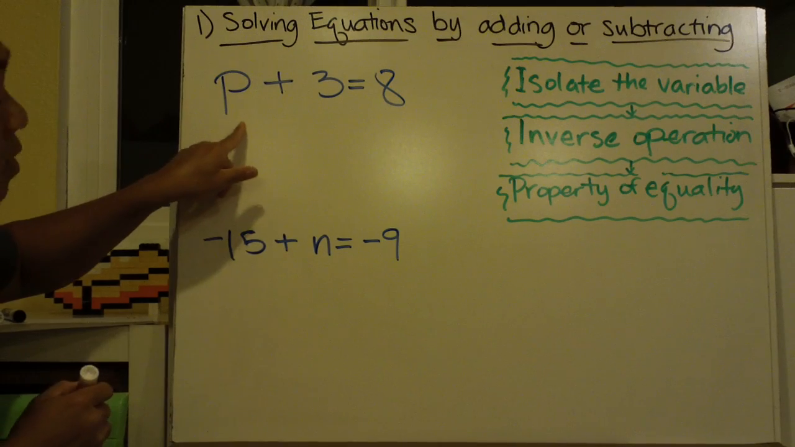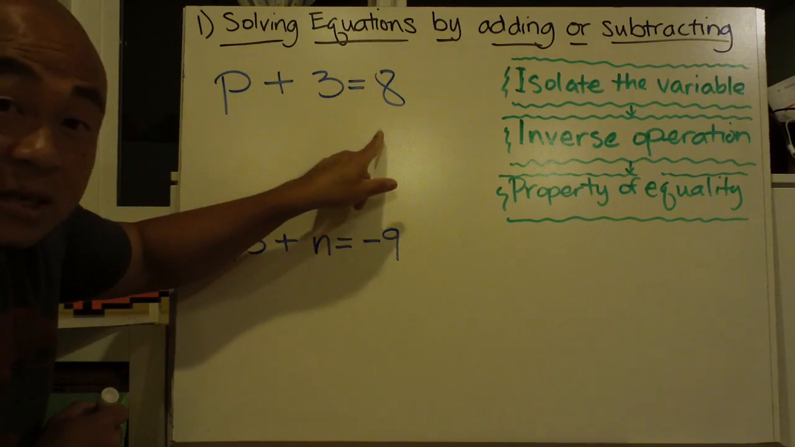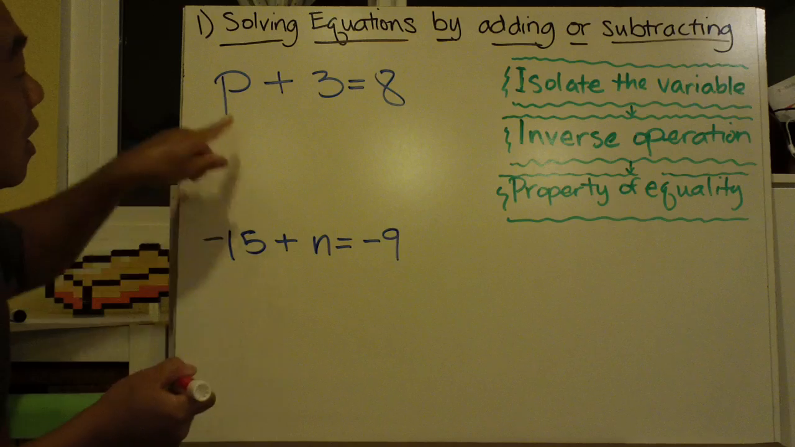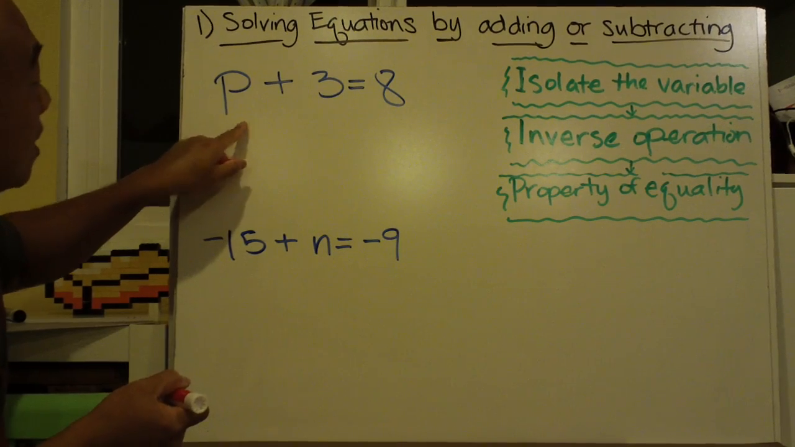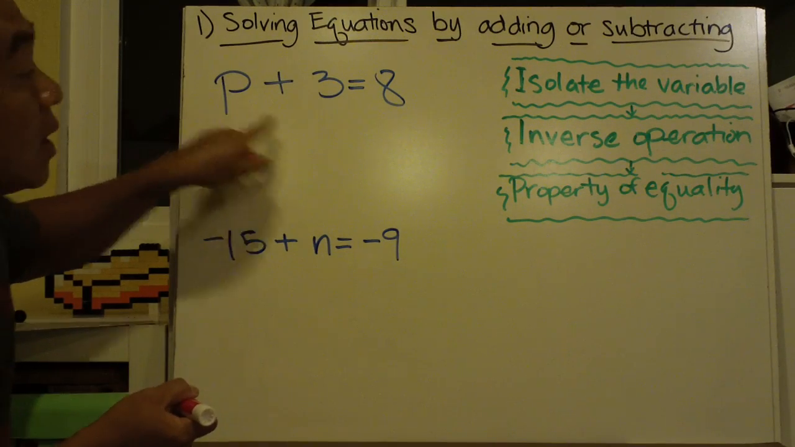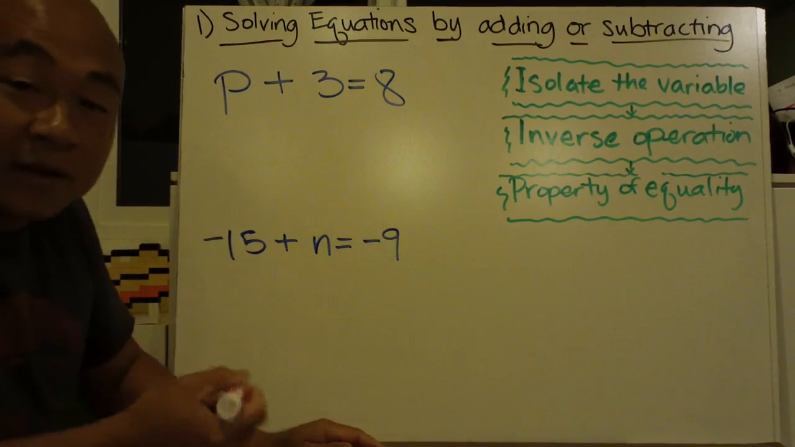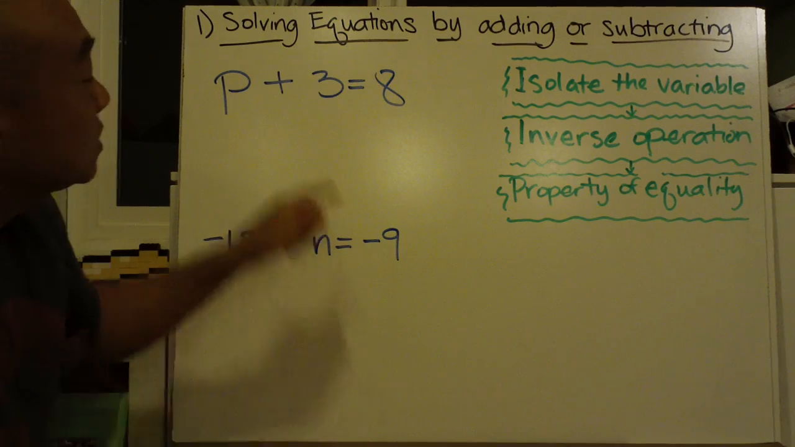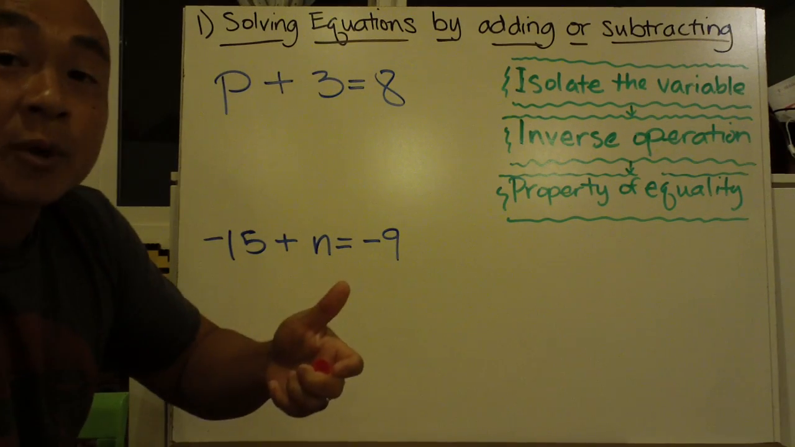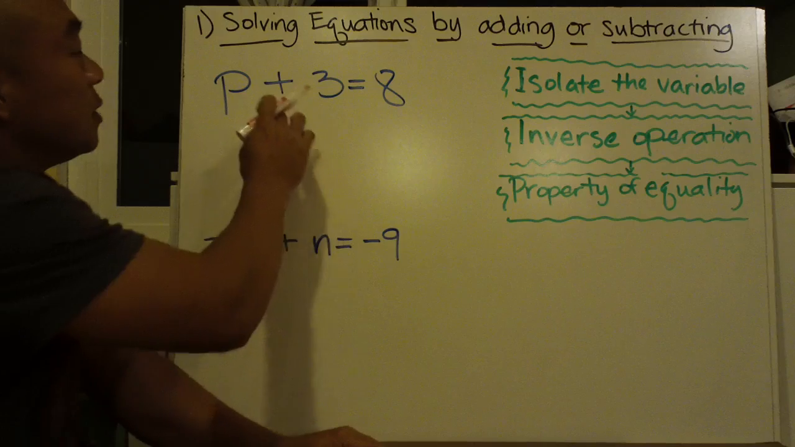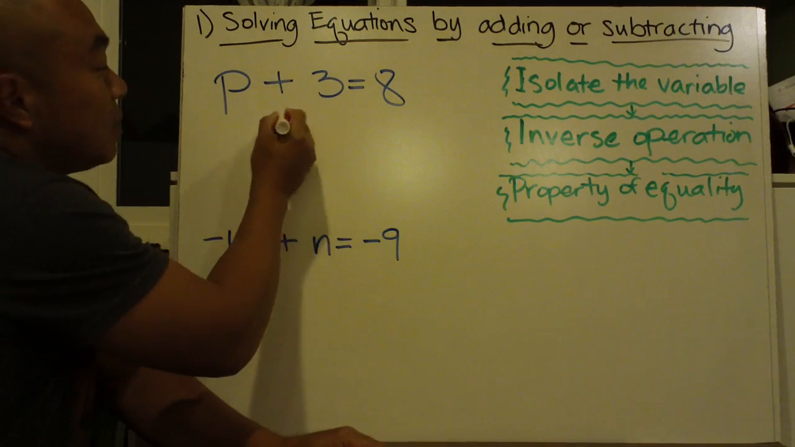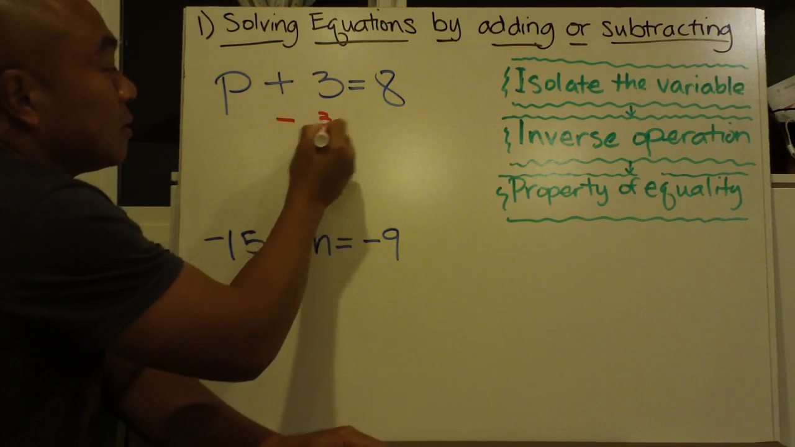So here I have p plus 3 is equal to 8. I'm going to find my variable. I'm going to isolate it by using the inverse operation of plus 3. The inverse operation just basically means you're going to do something that is undoing an operation. So we're going to undo adding. To do that, we just subtract 3.